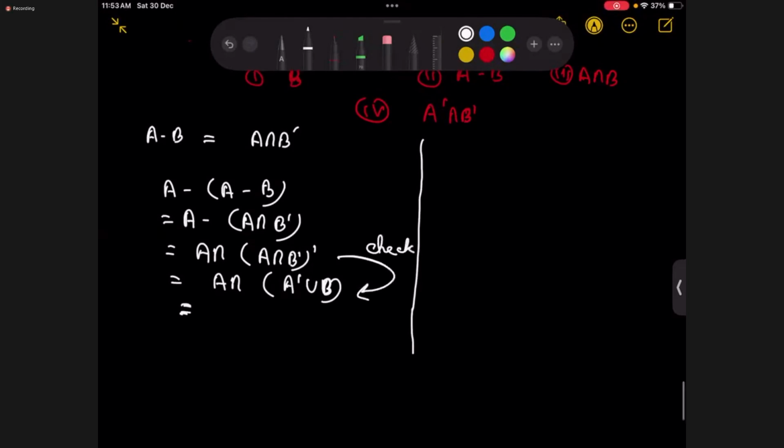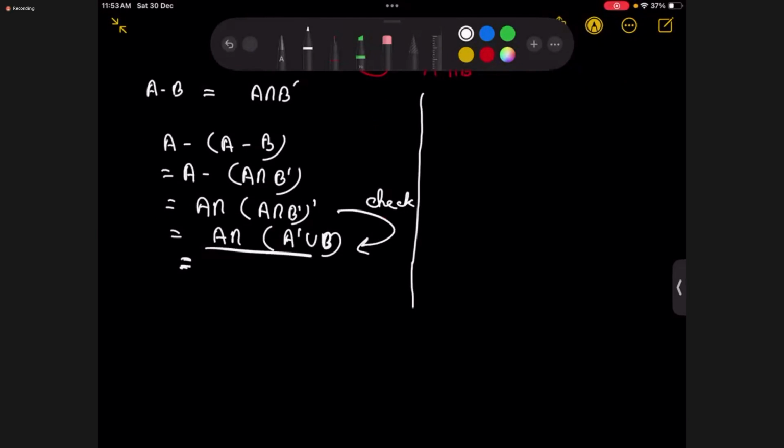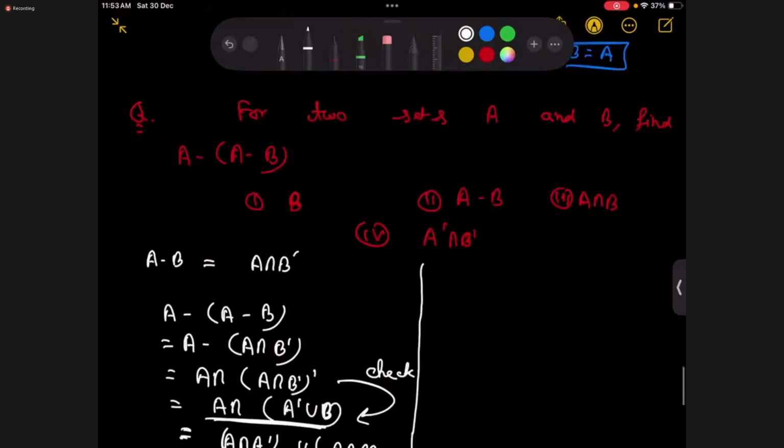Now we will use the distributive law. A intersection A prime union A intersection B. The set A intersection A prime is empty because they are complements. So we get A intersection B.